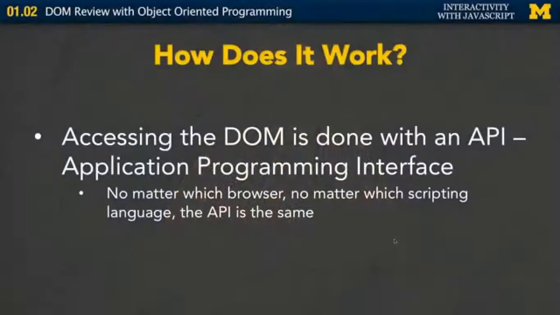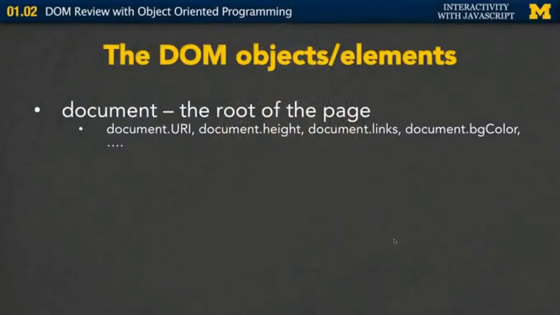An API is just a way for someone else to write code and then you to use it to interact with their programs. No matter which browser you're using, Firefox, Chrome, or others, and no matter which scripting language you're using, in our case JavaScript, the API is always the same. The way you interact is always going to be the same. This is really important because it's nice to know that if you learn this, you won't have to learn something different later on.